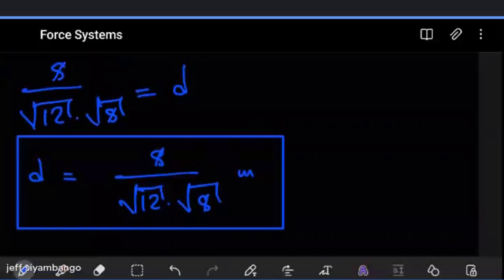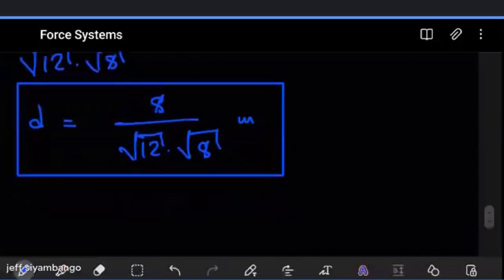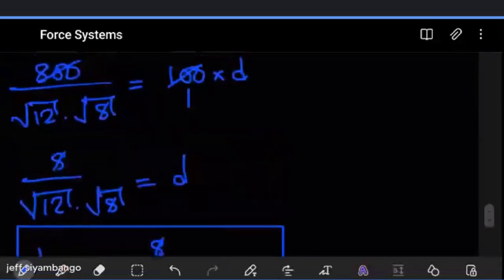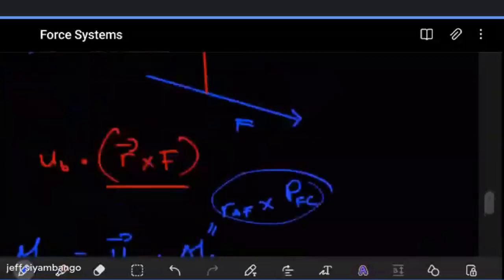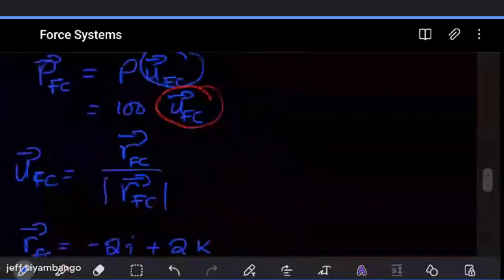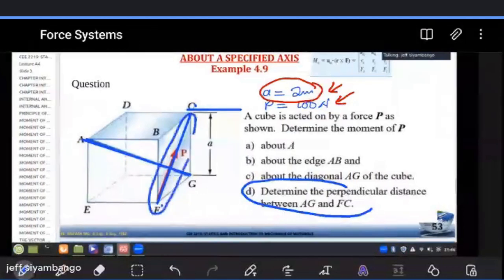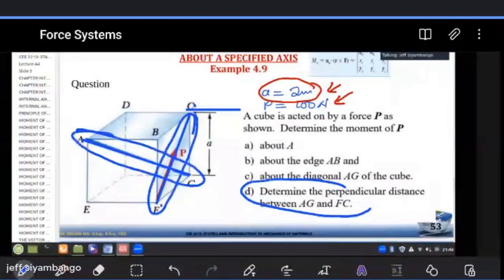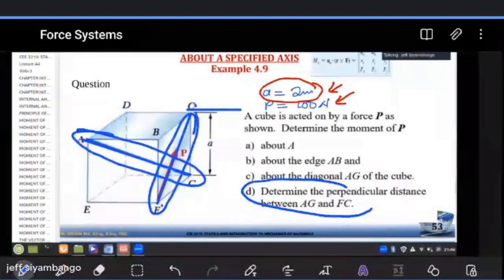But how do we know whether they are perpendicular or not? To show whether two lines are perpendicular, all you need to do is get their dot product. The dot product of what? You just need two vectors that are running along each line. We already have the force vector running along FC, so you can use the force vector there. And we also still have the unit vector that runs from A to G, so you can get their dot product.